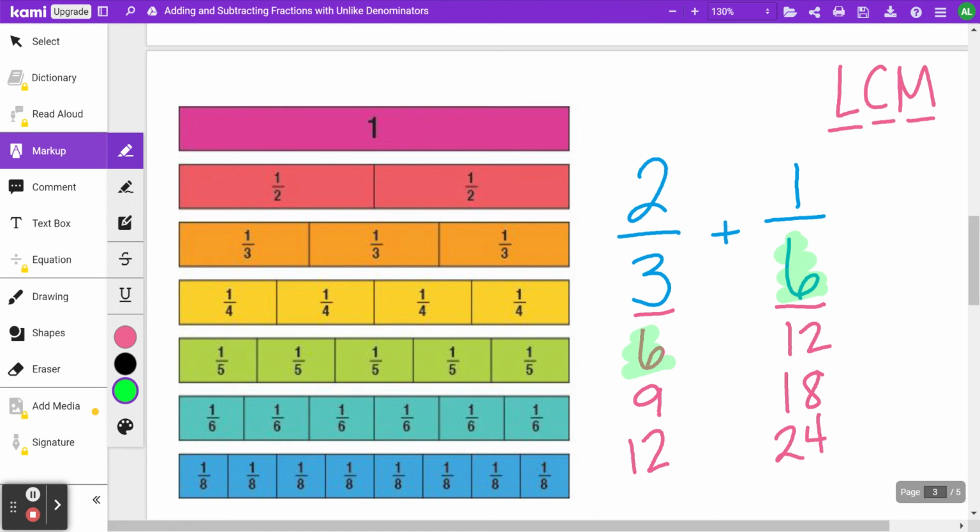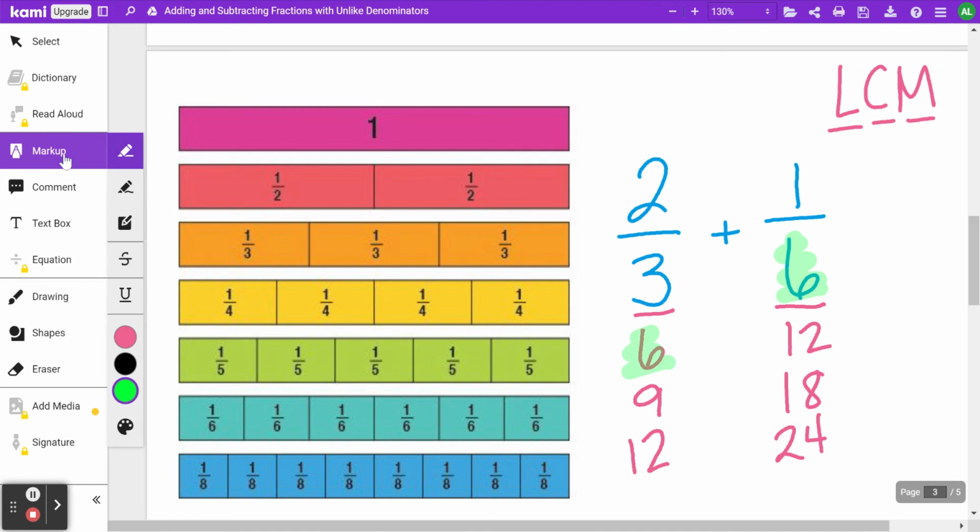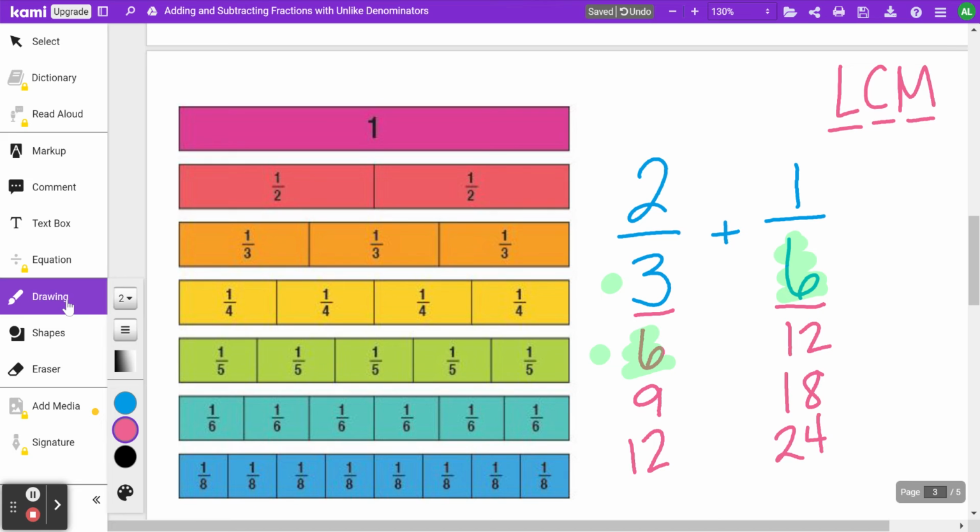Now notice in 1/6, I don't have to change the fraction because 6 is our least common multiple. I'm just going to change the numerator and denominator to an equivalent fraction for 2/3. So now I see that I need to multiply my numerator and denominator to become a denominator of 6. Well, I can multiply 3 by 2 to get the denominator of 6.